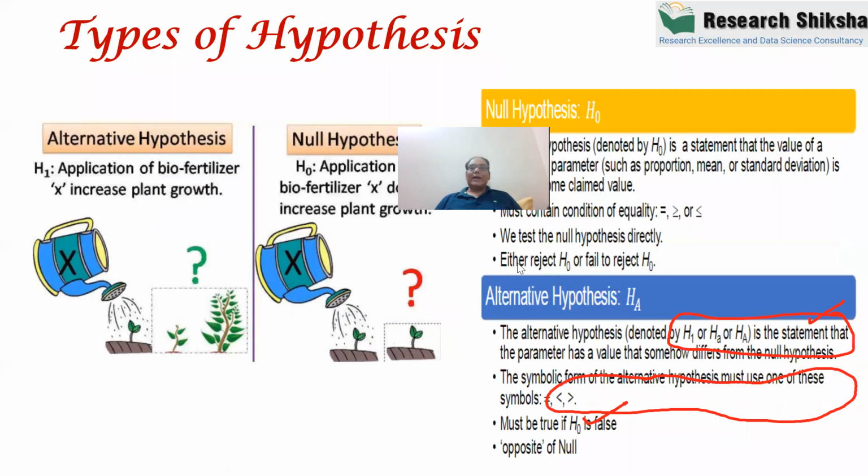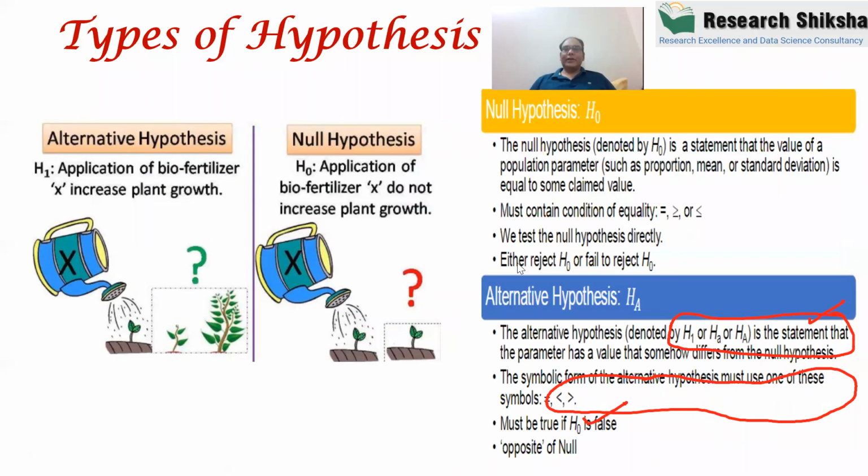Now, types of hypothesis. How many types of hypotheses do we have? We divide the hypothesis into two categories: one is alternate hypothesis and the second is null hypothesis. Now, there is a lot of confusion among scholars about what is null hypothesis and what is alternate hypothesis.